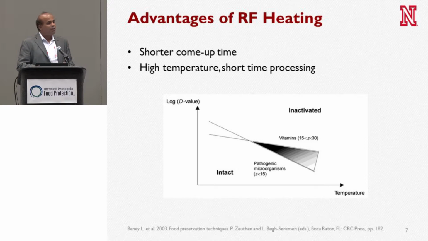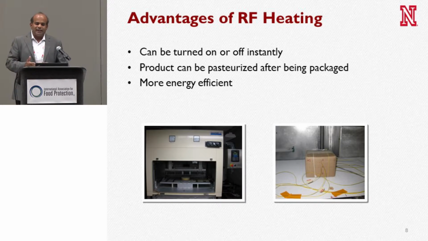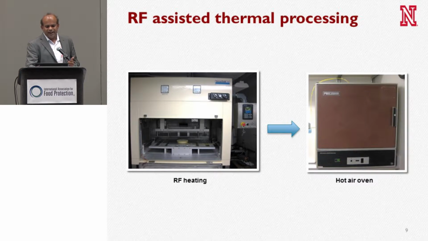Because of the shorter come-up time, you could push towards high temperature short time processing to achieve the same lethality requirement, and that would preserve a much higher food quality. So that's the advantage RF provides. The other advantages are that it can be turned on and off instantly, and you can package the product. You need to select the package material carefully, and it's a lot more energy efficient. So those are the advantages.